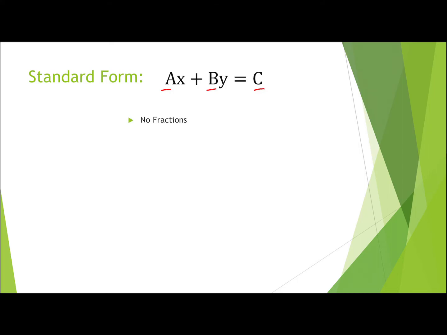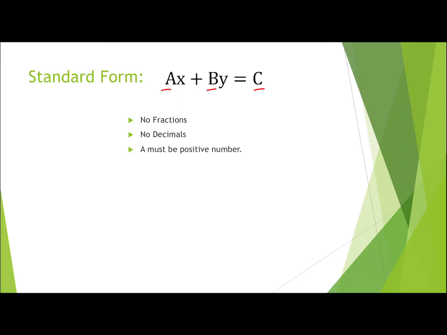So the first one is we can't have any fractions. That will be a big no-no to have any fractions. We can't have any decimals, so a, b, and c can't be a fraction, and they can't be a decimal. And a must be a positive number, so we can't have a negative number in front of our x term.